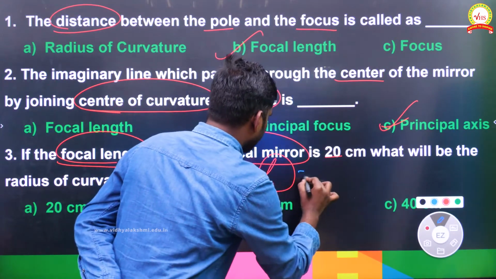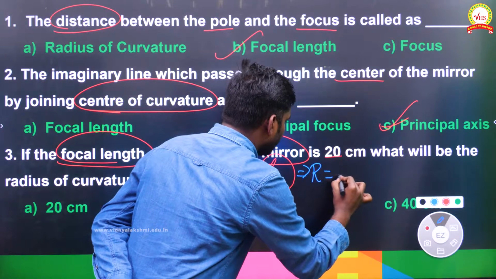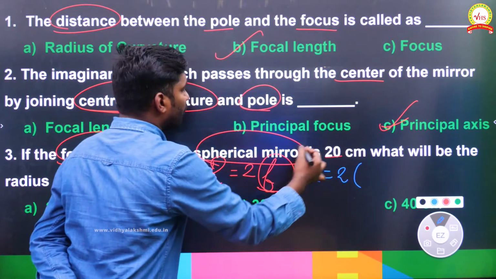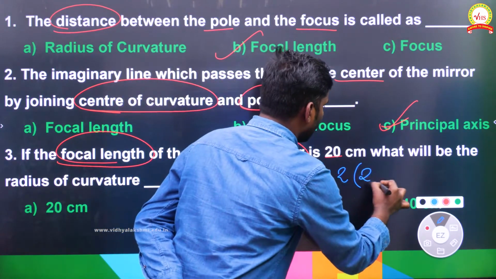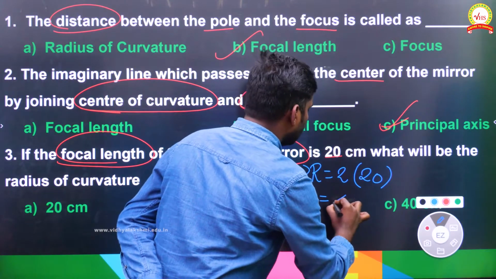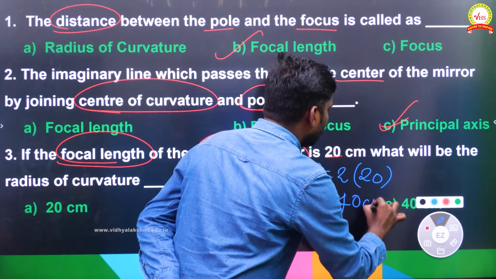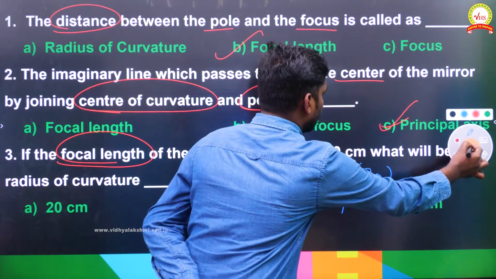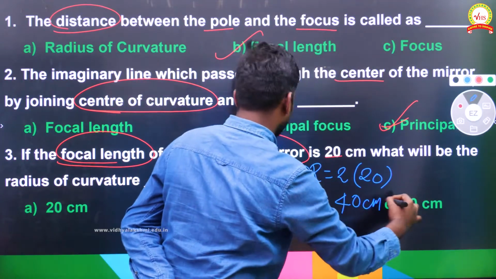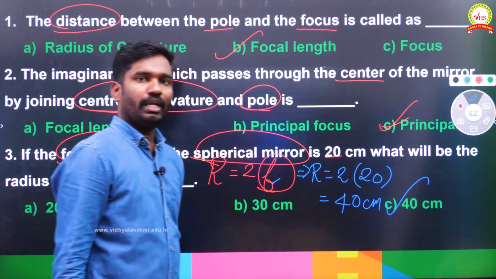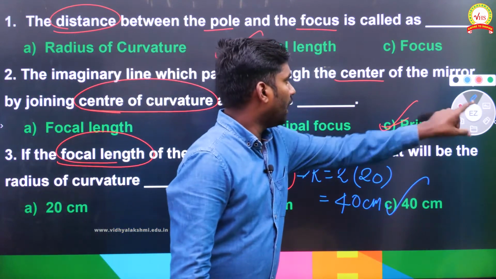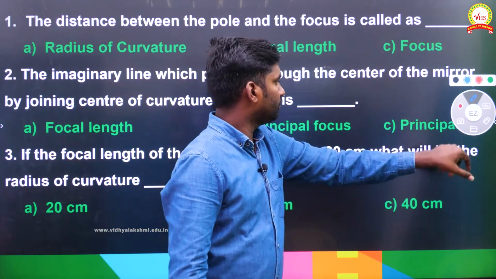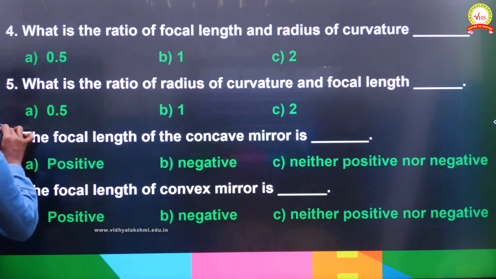So R will be equal to 2 into, what is the value for focal length they gave? That is 20. So 2 into 20 will be equal to 40 centimeter. So the answer will be option C, 40 centimeter. And then next question.